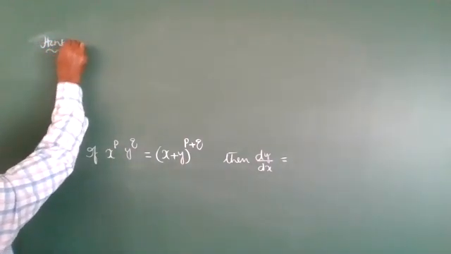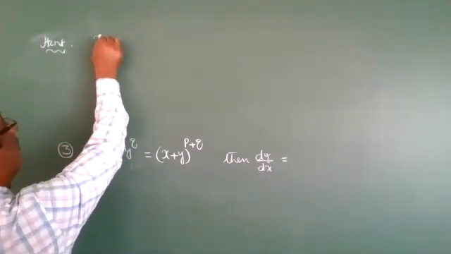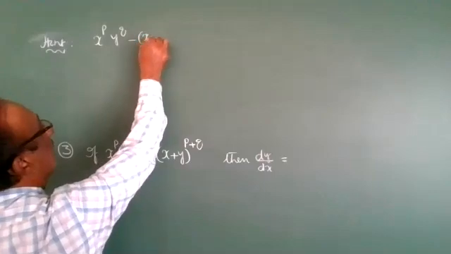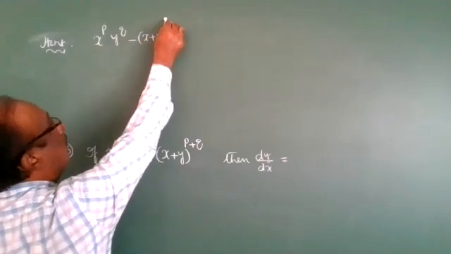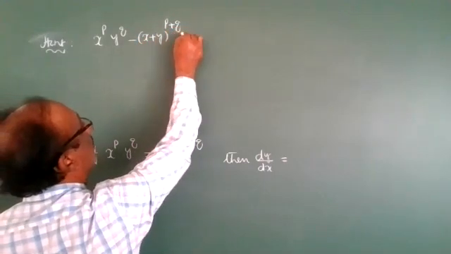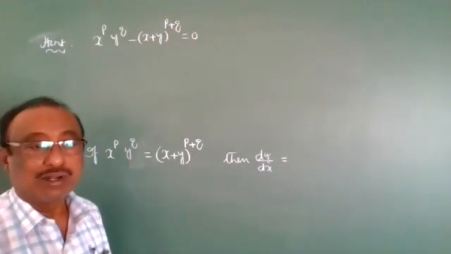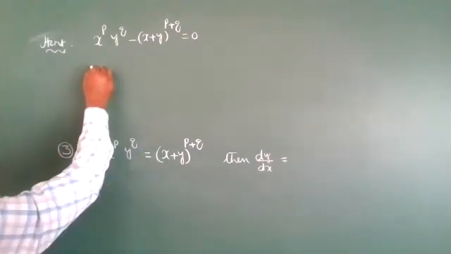The given problem is x^p y^q minus (x plus y)^(p plus q) is equal to 0. This is the implicit function.